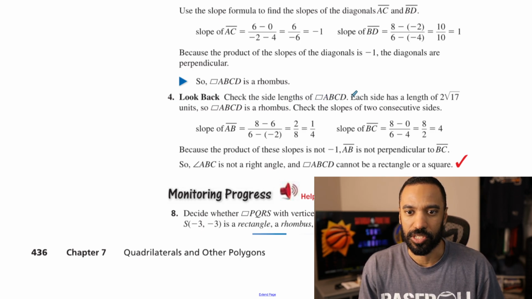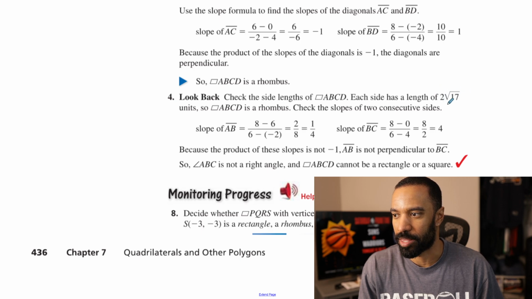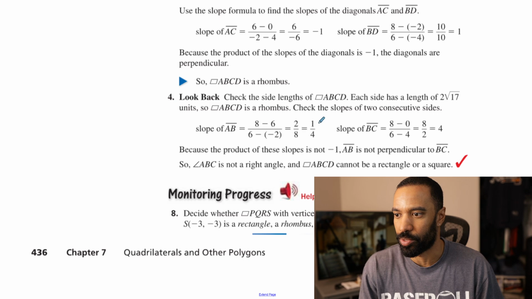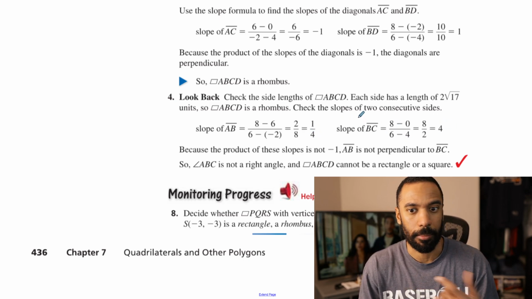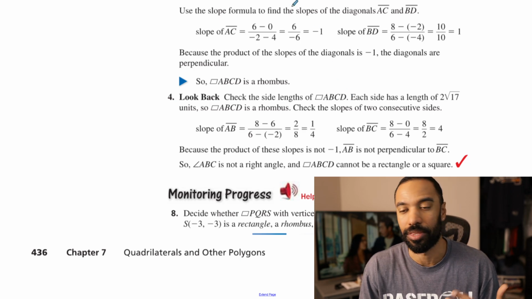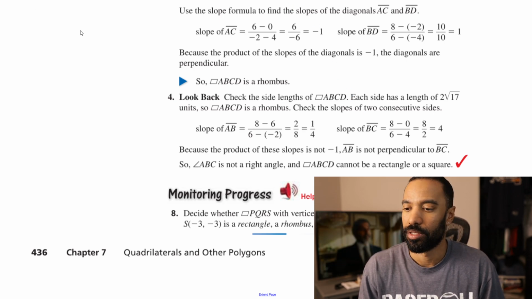They also say you can check the side lengths and see that everything is a rhombus by the length of 2 root 17. You can also check the slopes of 2 consecutive sides and see that they are not opposite reciprocals of each other, therefore not perpendicular, not a rectangle. That was the first thing I kind of brought up.